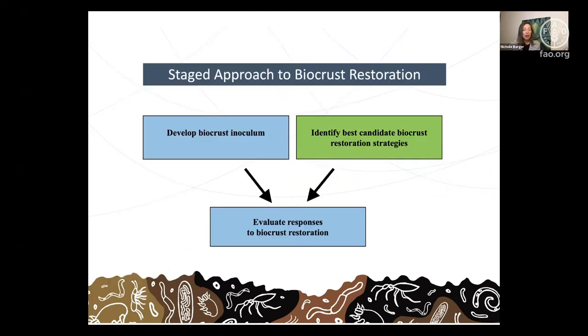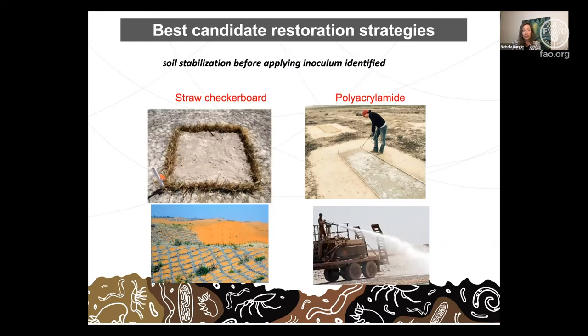Then with our second approach, identifying the best biocrust restoration strategies, we did over a two-year period a huge array of site preparation: adding water, adding nutrients to the soil, roughening the surface, and also trying to stabilize the surface. From those huge number of experiments, what emerged as the best candidate restoration strategy was two stabilization strategies. What we learned is that with a highly eroding soil, if you add inoculum, that will just erode away if that soil surface is not stabilized.